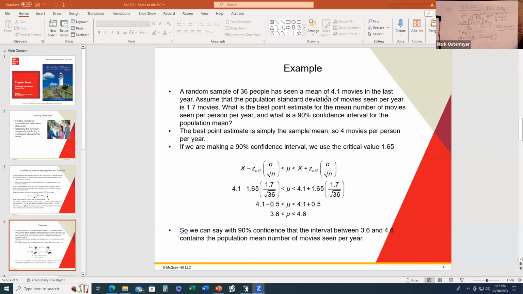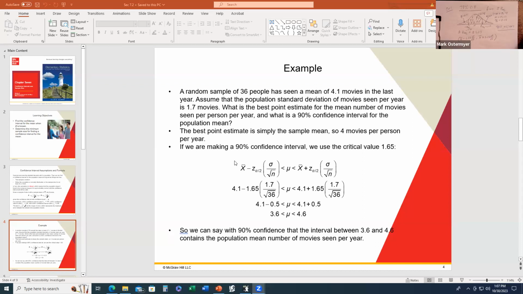But the problem with that, ladies and gentlemen, is we don't have any measure of accuracy as to how close or far away that 4.1 is to the actual unknown population mean number of movies that all of our people see in our population on average in a year. Because of that, we need to build a formal confidence interval to ascertain our level of accuracy here. So we're going to build a 90% confidence interval for the unknown population mean.